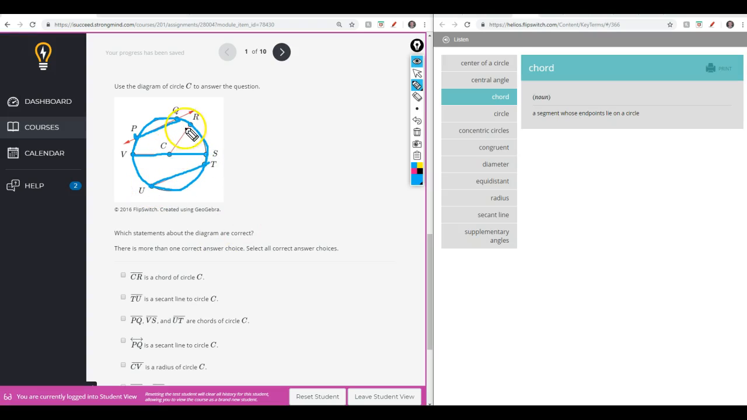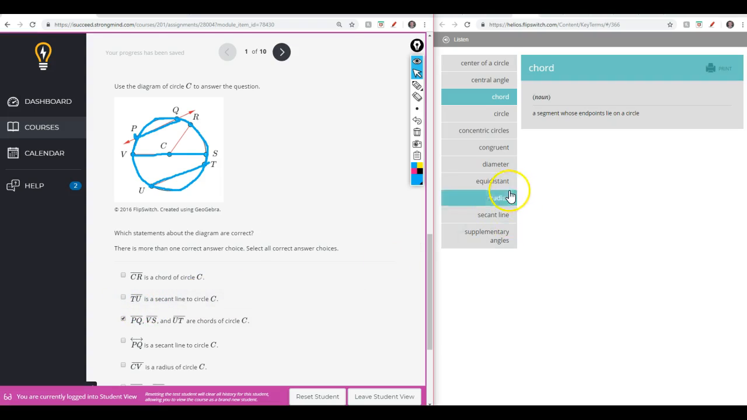I did not choose C to R because point C is not on the outside of the circle. So PQ, VS, and UT are chords of the circle. Yes. We discussed that CR was not because point C is not located on the outside of the circle.